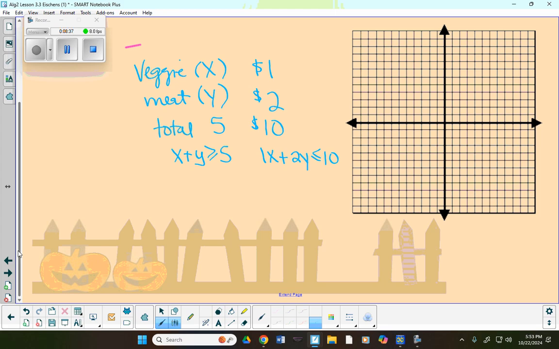So first of all, these are in standard form, and again, it's easiest to do intercept form with standard form. So if y is 0, your x-intercept would be 5. So you would have a point at 5, 0. If x equals 0, your y would equal 5. So then you'll have an intercept at 0, 5. So you can plot those. So x is 5 and y is 5. And that will be a solid line.